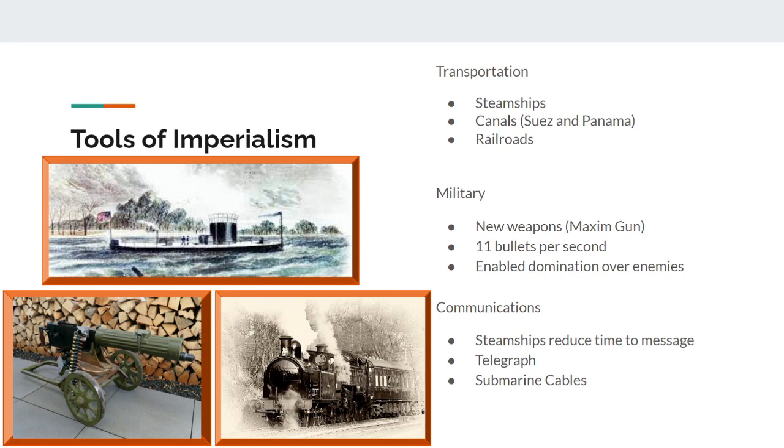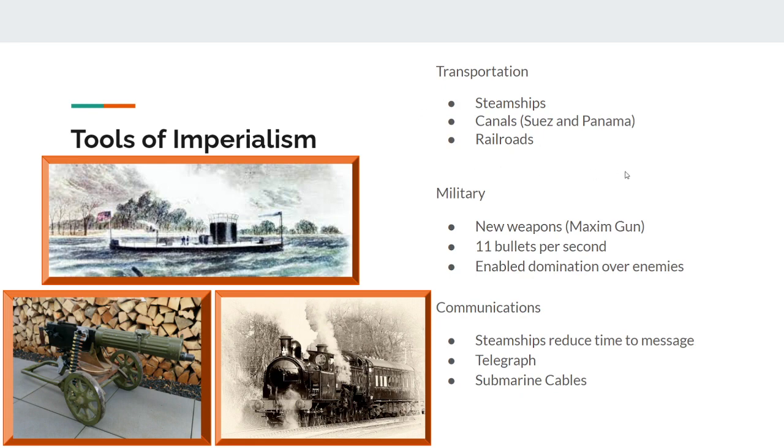Tools of imperialism. Transportation tools included steamships, which would cut transportation time by so much. A trip that would take months from Great Britain to India would now take 2 weeks. They also allowed you to go upstream, which allowed explorers to go further into the continents, as well as go against the winds. Canals like the Suez and Panama were very vital because they stopped you from having to go around the southern tip of Africa or South America.